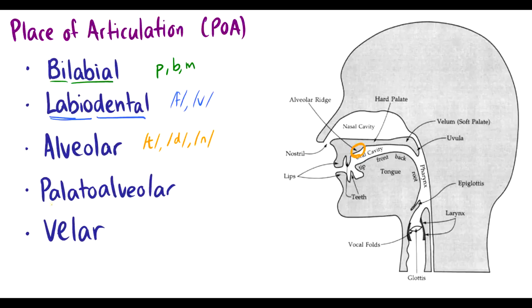Now, palatal alveolar gets a little bit more interesting. Alveolar, we still use that ridge, but this palatal means that we take the palate. So this is about in this location here, behind it. Some sounds we make there are sh for shoot, or zh for azure or measure. These are sh and zh.